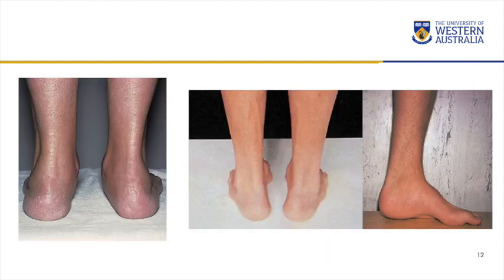This patient on the left has pes planus, or flat feet. The patient on the right has the opposite deformity, or pes cavus, with the heels in varus and an abnormally high longitudinal arch.